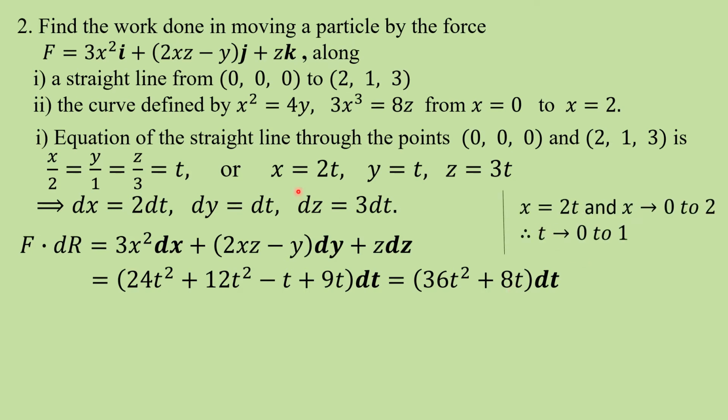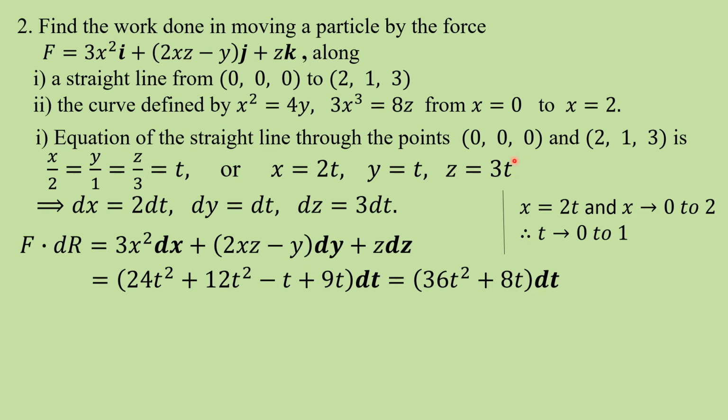So as I know x equal to 2t and x varies from 0 to 2, so that means when x equal to 0, t equal to 0 by 2, that is 0. When x equal to 2, t is 2 by 2, that is 1. So that means corresponding to x equal to 0 to 2, t becomes 0 to 1. So I get the limit for t is 0 to 1.